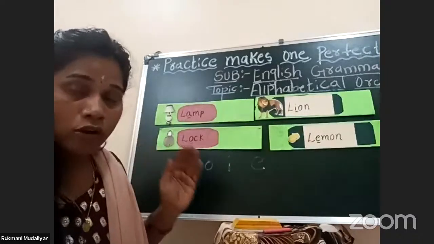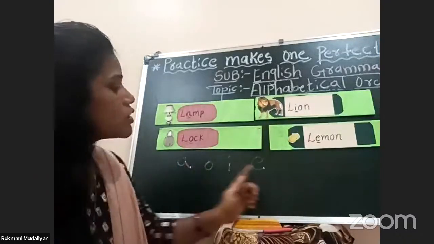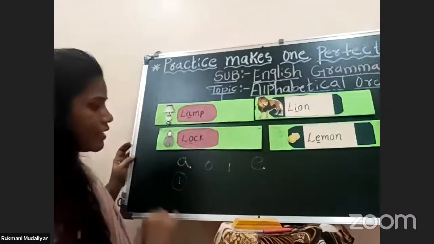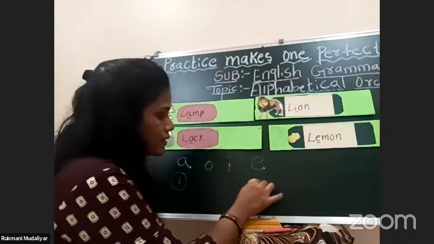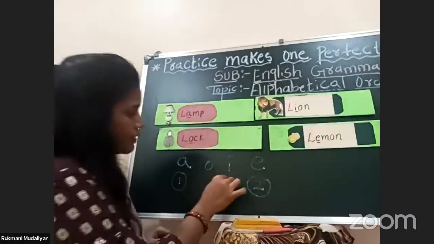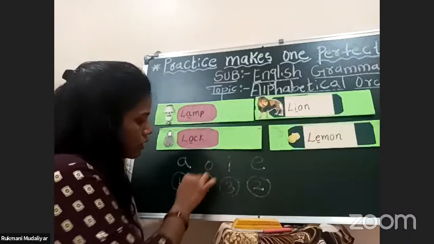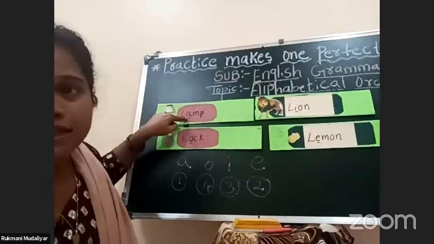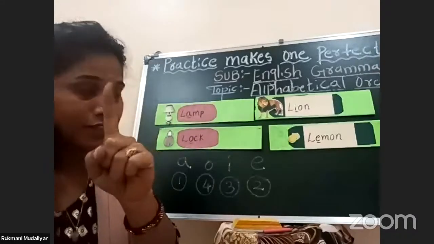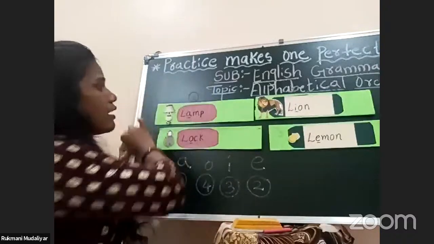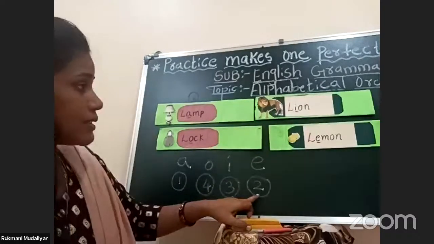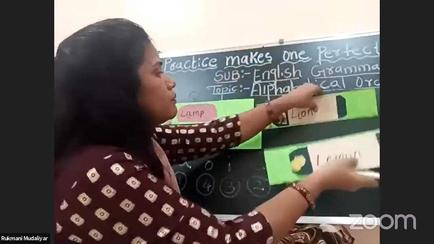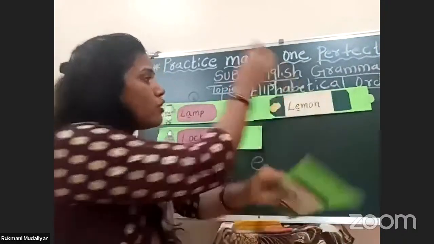Now, according to the alphabetical order, which letter is going to come first? Yes, A will come first. Then, E will come in the second position. Third, I. And fourth, O. So now look here, A means lamb will come first. Then second position is lemon. So lemon will go up. Lemon takes the second position.